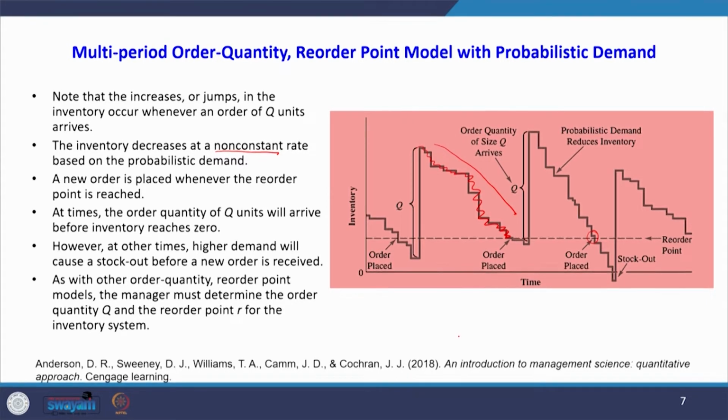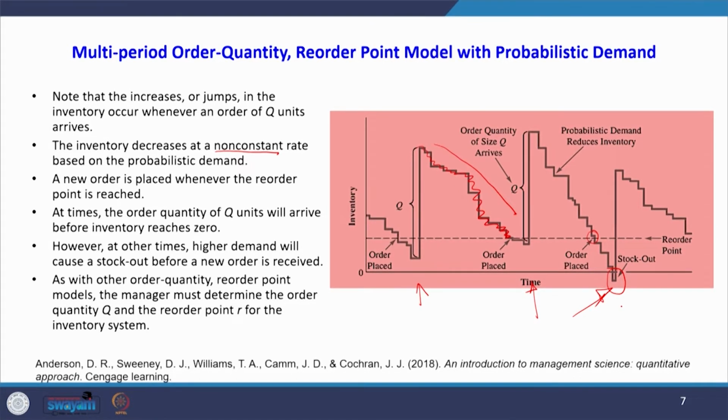However, at other times a higher demand will cause a stock out before a new order is received. See this situation where there is a chance for a stock out. You see here, for example, at this point, even before the inventory reaches 0 we are making the order. Here also, at this point, before the inventory reaches 0 we are making the order, but you see the last one, there is a point where we may end up with a stock out also.